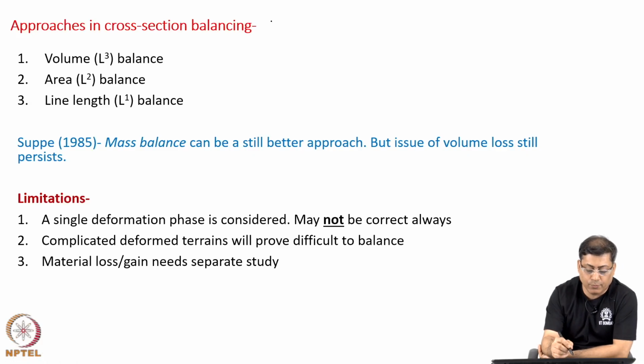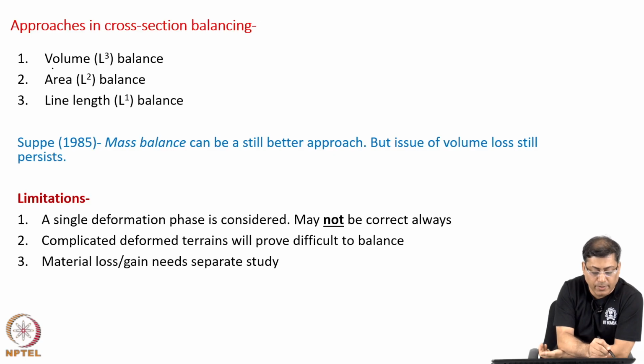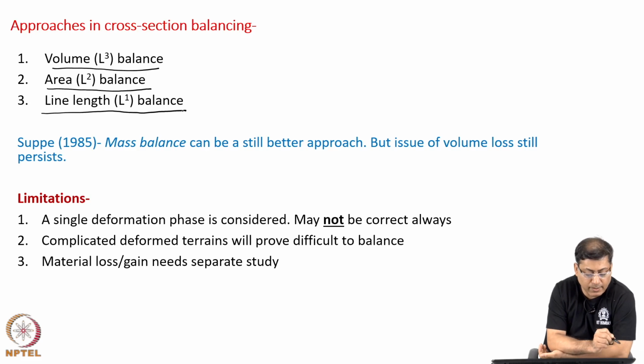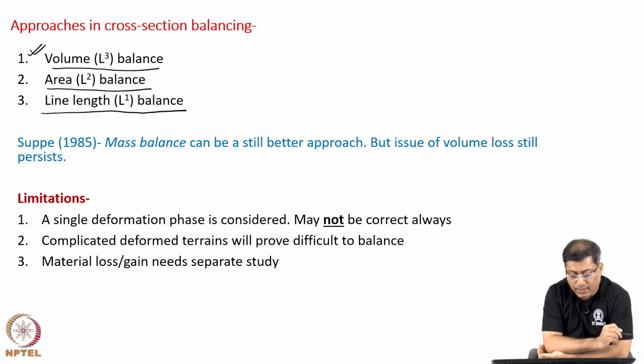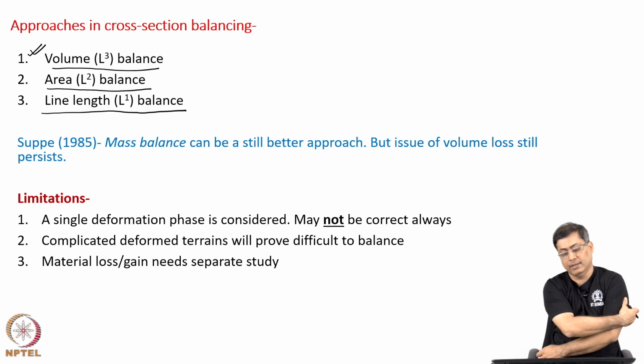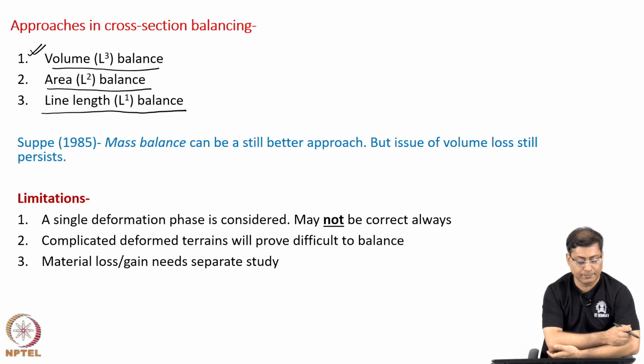What are the different approaches in cross section balancing? We may do a volume balance, we may do an area balance, and we may do a line length balance. I will explain 3 of them. In fact, the volume balance in some way I have already done when I was describing the product of stretches in 3 perpendicular directions, when a cuboid is deformed to another cuboid or when an ellipsoid is deformed to another ellipsoid.